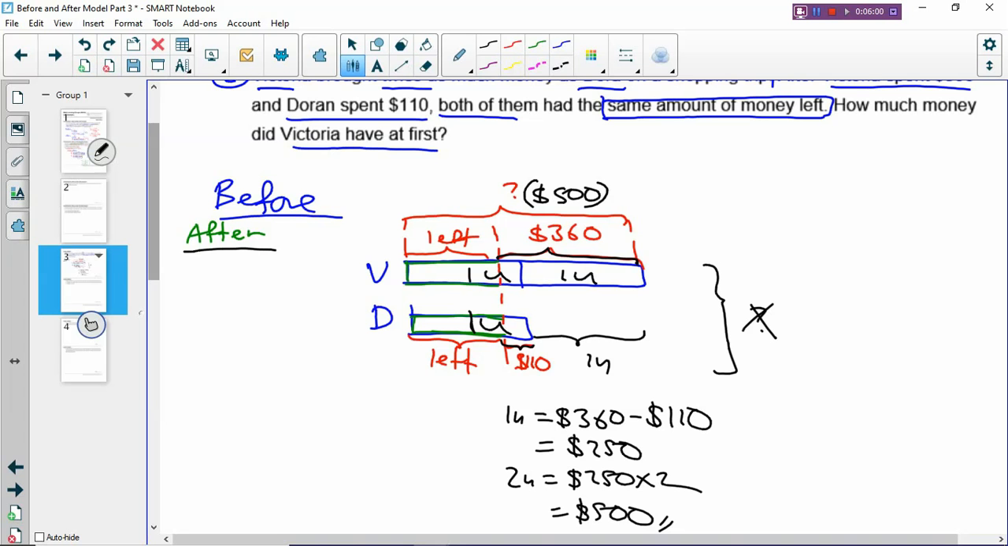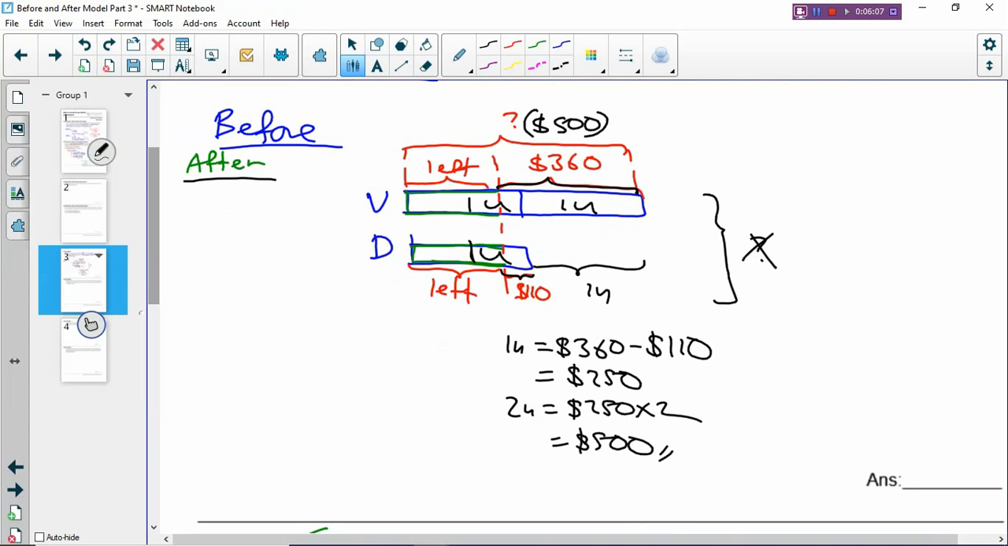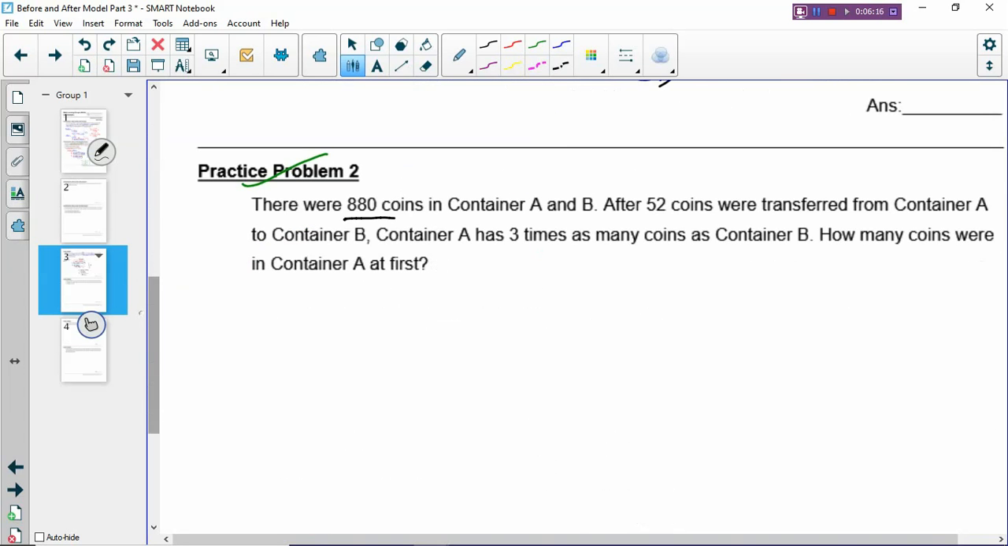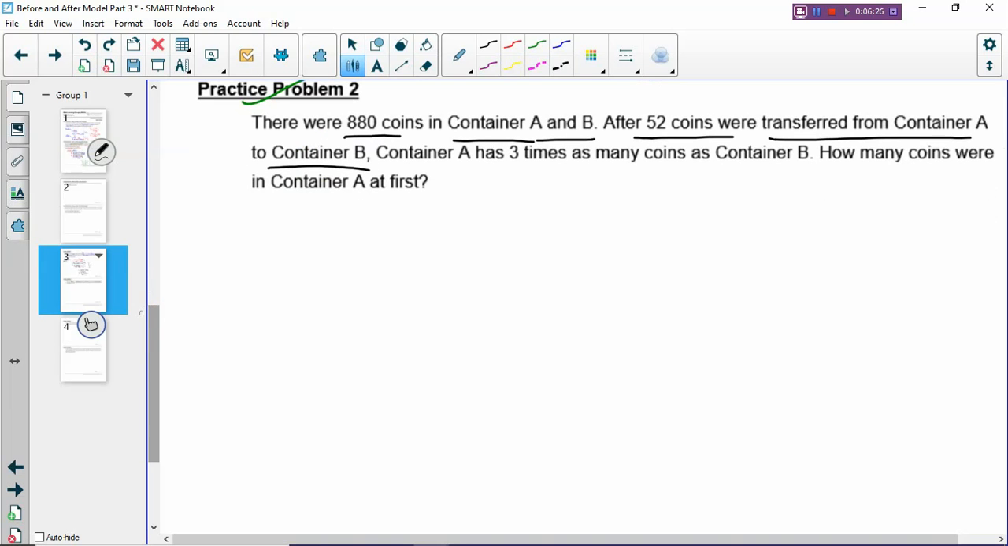Okay, so let's look at another practice example, and hopefully by the end of the lesson today, you have a good idea on how to draw the before and after model, which is not actually very hard to draw. Practice number 2. There were 880 coins in container A and B. Thereafter, 32 coins were transferred from A to container B. So there is a transfer. When there is a transfer, what is unchanged? The total is unchanged. That concept we need to remember. Every time you transfer from one place to another internally, inside the problem, the total is unchanged. Now container A has 3 times as many as container B. How many coins were there in container A at first?